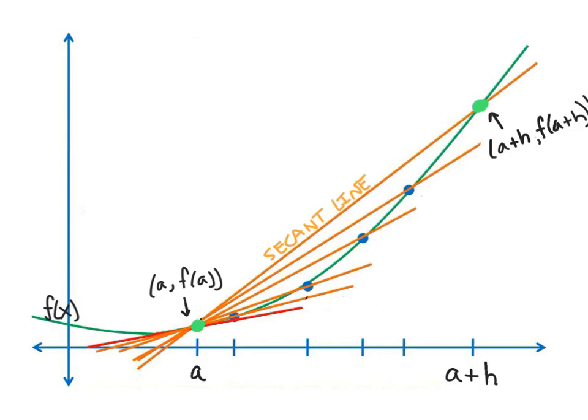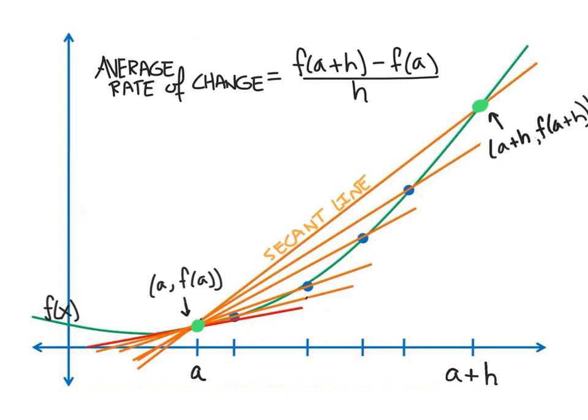Alright, and we have an equation for that. And that equation is just using the equation of slope. That's y2 minus y1 over x2, which is a plus h, minus a, and so you just get an h in the denominator. So all that is slope.